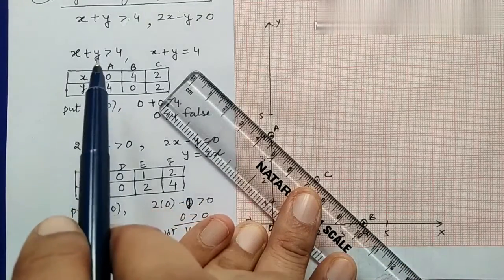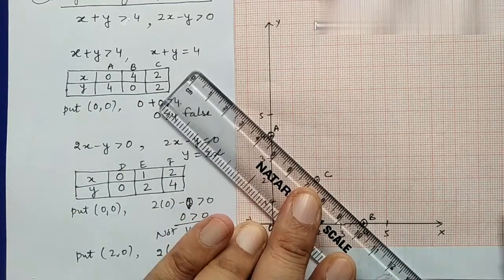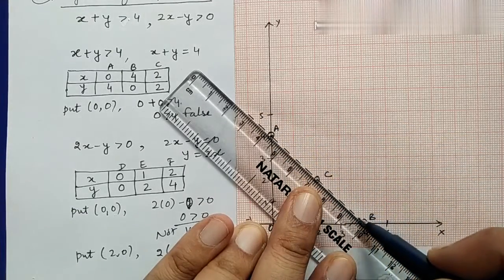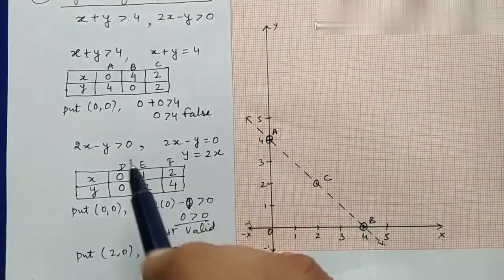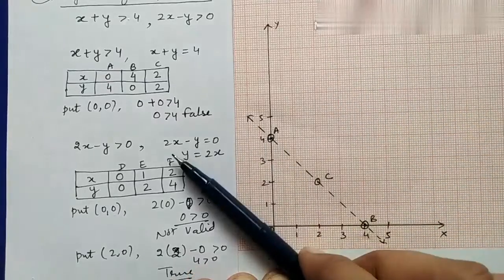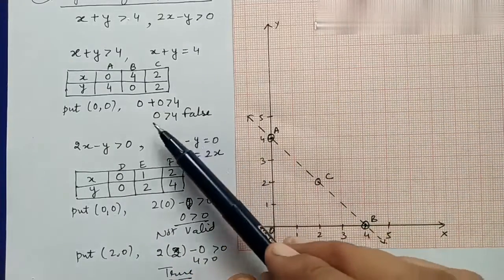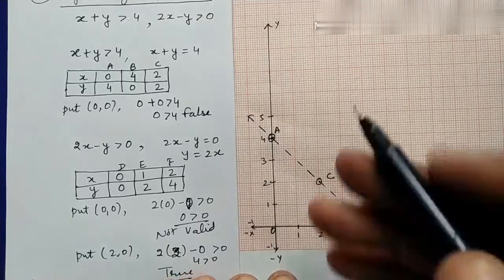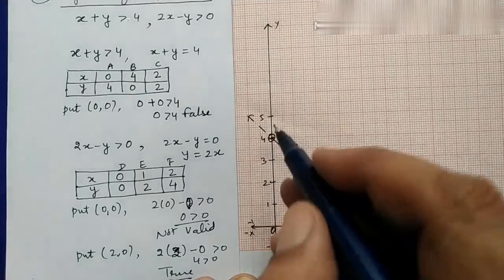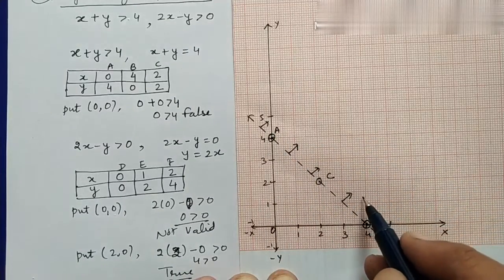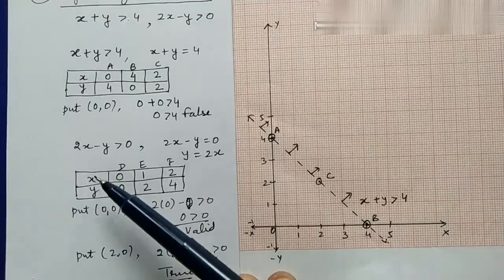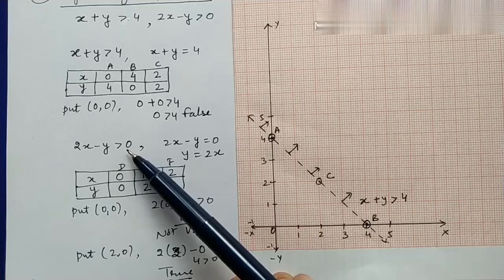And look here, the inequality is greater than, so we will join by a line like this. The 0, 0 is not included. Look here, this line divides the graph into two parts, above and below. 0, 0 is not included here, we got false, which means we will take the opposite side to 0, 0. So this side we will take, and this represents the solution of x plus y greater than 4. The second inequality is 2x minus y greater than 0.